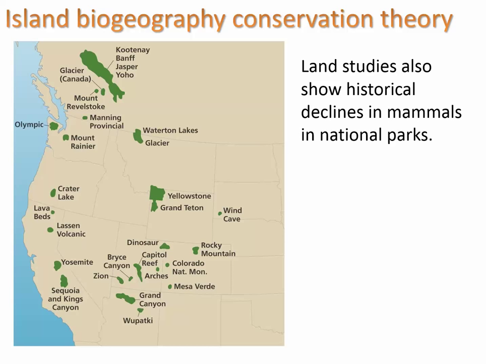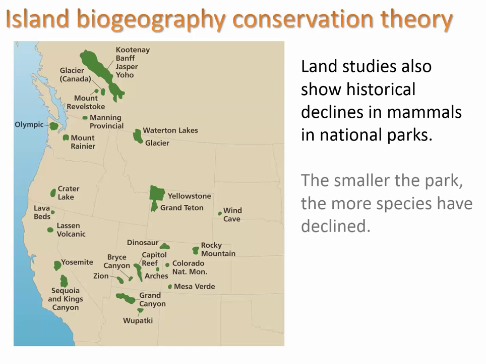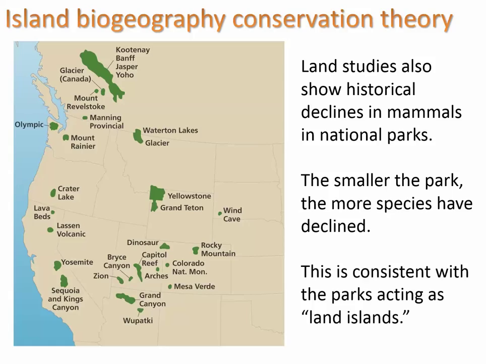Nowadays, we do land studies which also show historical declines in mammals in national parks. So we're not going in and killing the mammals and seeing how many come back, but we are noticing that the number of mammals has been declining. And we do find that the smaller the park, the more species have declined. This has been measured. And this is consistent with the parks acting as land islands. So these little green circles would be like the targets that we're using in our lab today.